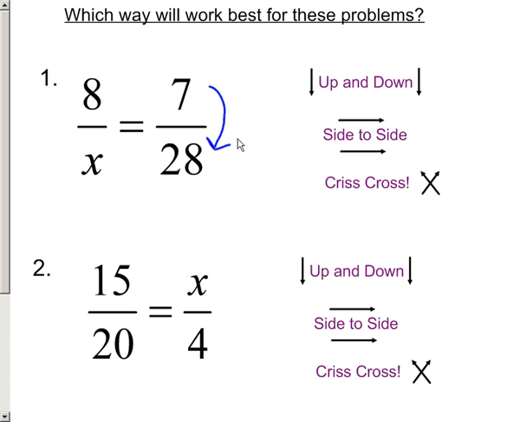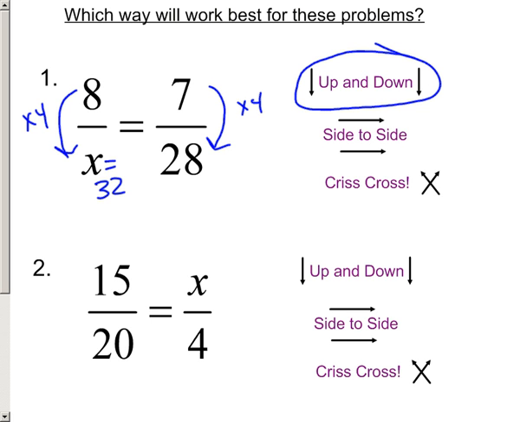I can see that, yep, 7 times 4 is 28. That works really nicely. So 8 times 4 is going to equal x. X is going to be equal to 32. So our up and down relationship was the best strategy for that problem. Let's try number 2.